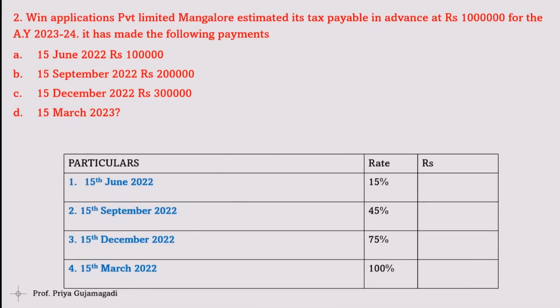Let us see second problem. Win Application Private Limited, Mangalore, estimated its tax payable in advance at rupees 10 lakh for the assessment year 2023-24. It has made the following payments. So in the previous problem we have seen that they have not given how much actual advance tax is paid. But in this problem, how much advance tax he has paid is given.